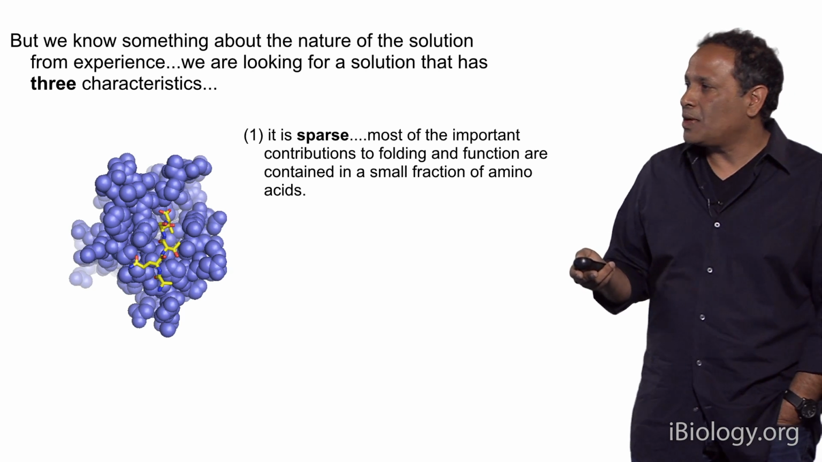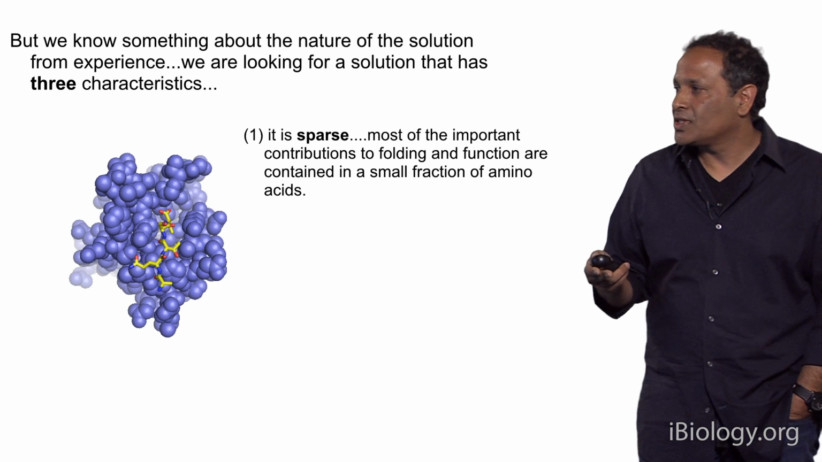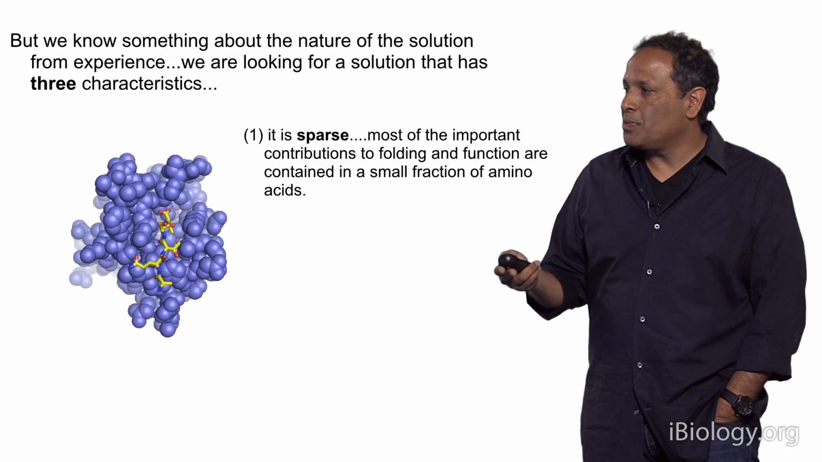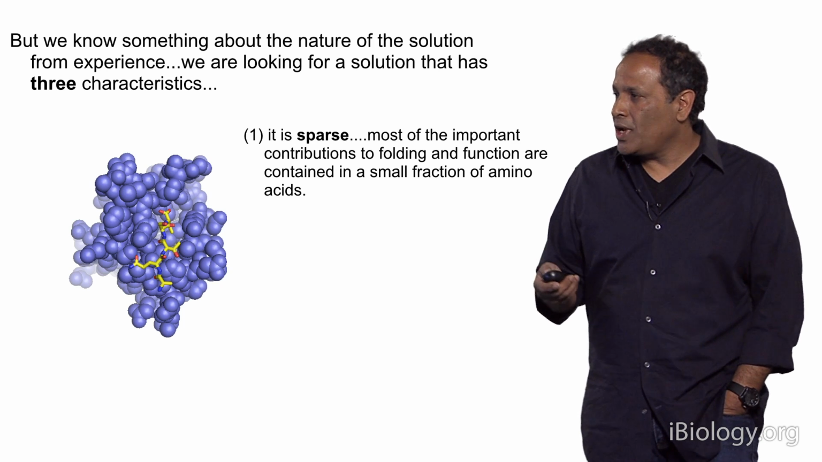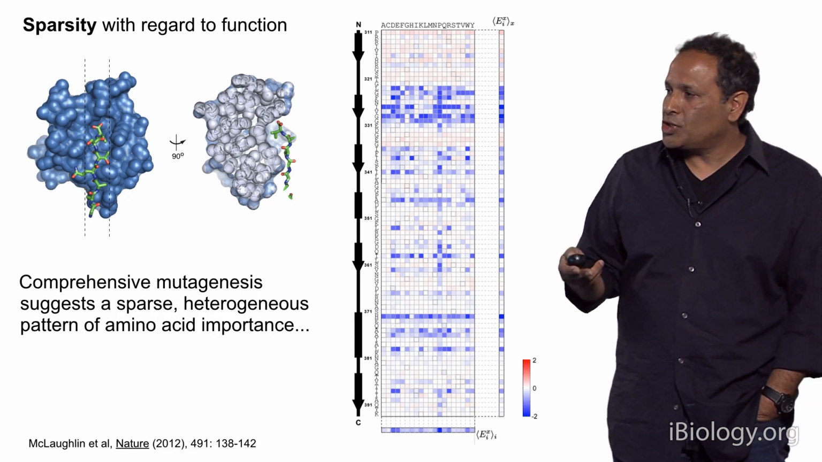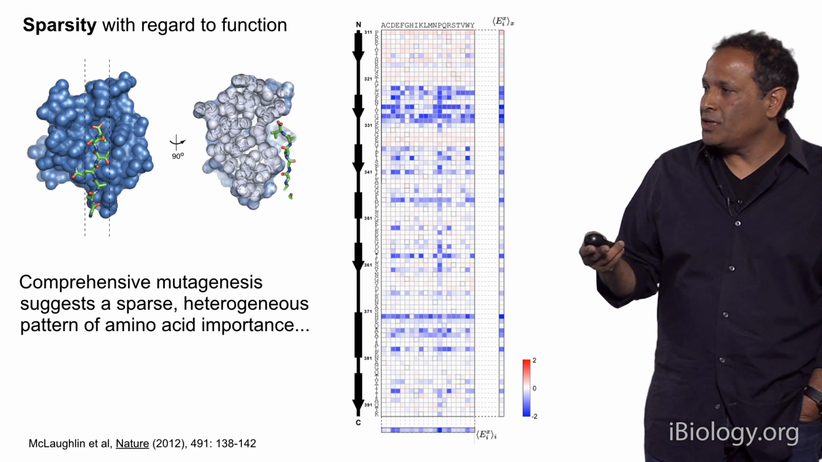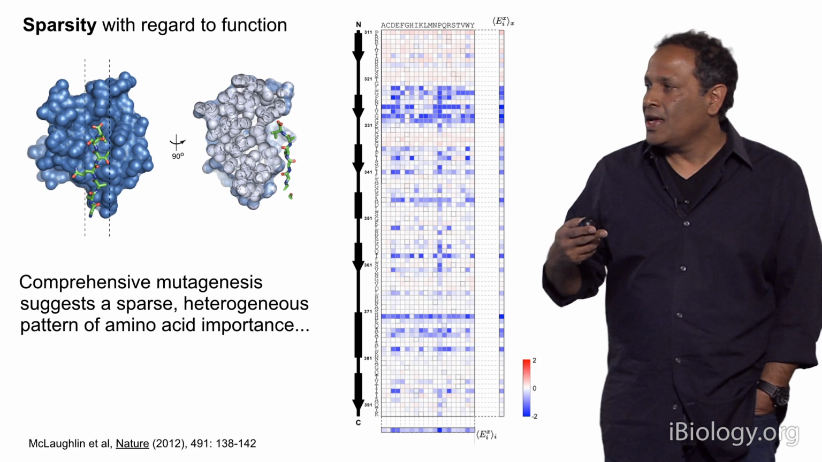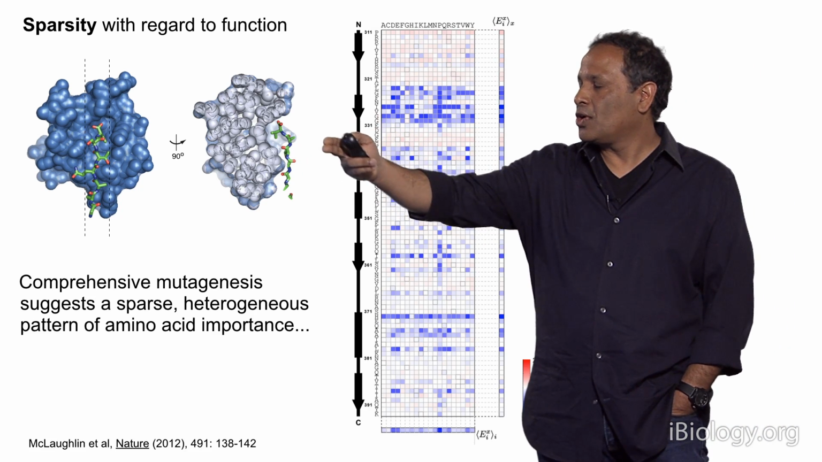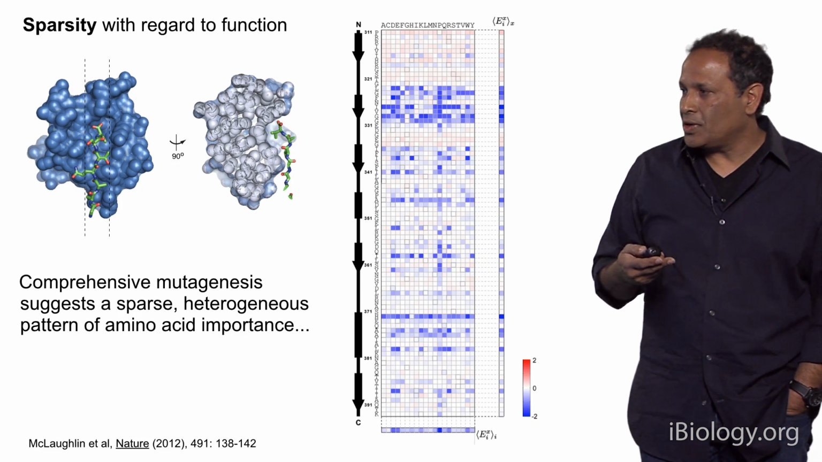What I mean by that is that most of the important contributions to folding and function in many proteins are contained within just a small fraction or a subset of the amino acids that make up the protein. One way to show this result is to use mutagenesis methods to probe the importance of amino acids for, let's say, protein function. So for example, what I'm showing here is the thing I showed you earlier, the structure of the PDZ domain sliced into the core, showing that it looks like a homogeneous and dense network of amino acid interactions.